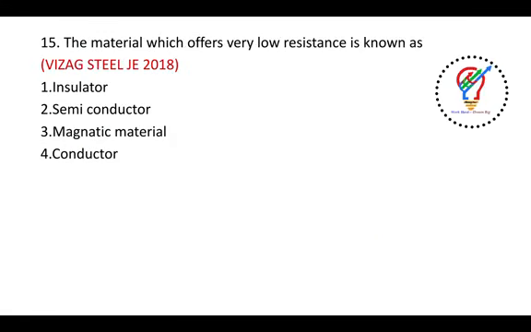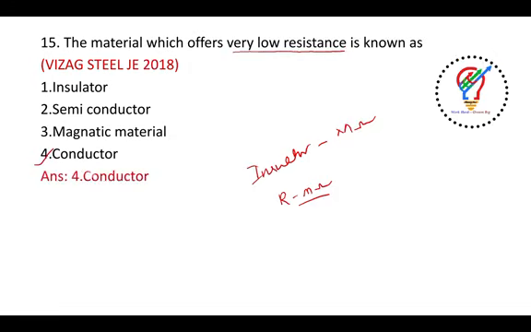Next question, the material which offers low resistance is known as, insulators, semiconductors, magnetic material, conductors. An insulator has a resistance in terms of megaohms, which opposes the current flow. But in the given question they are asking about very low resistance, resistance value in the order of milliohms, that means it is a conductor. So the answer for this question is conductor.